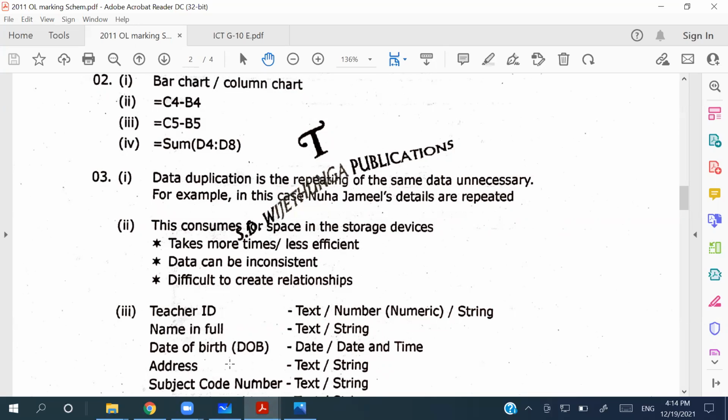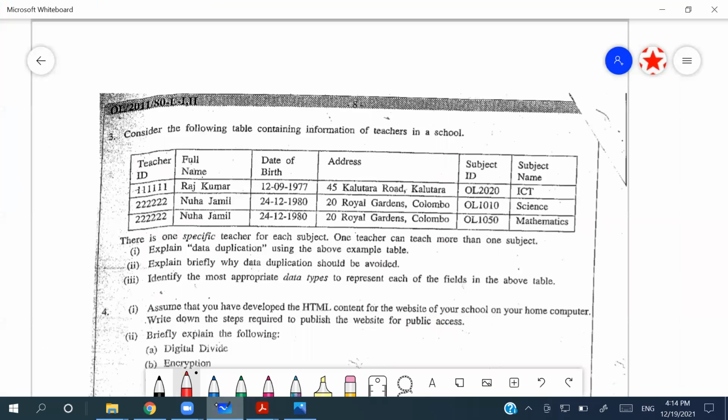In the third one, they are asking, identify the most appropriate data types to represent each of the fields in the above table. So if I'm giving you the marks, how many? There are 6 things. Yes. So you got 2 marks over here, 2 marks for the second part, and 6 marks for the last part.